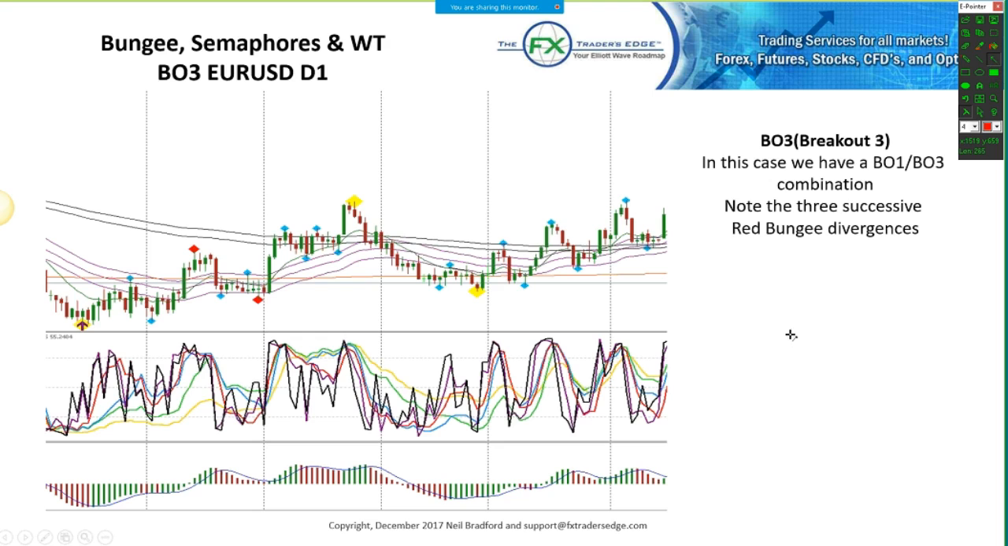Okay, another one. A retrace to the wave and a breakout three. A bungee stretch away and a bungee snapback. But look at these bungee divergences. Higher low, higher low, lower low, lower low. This has got to go up. It just has to.